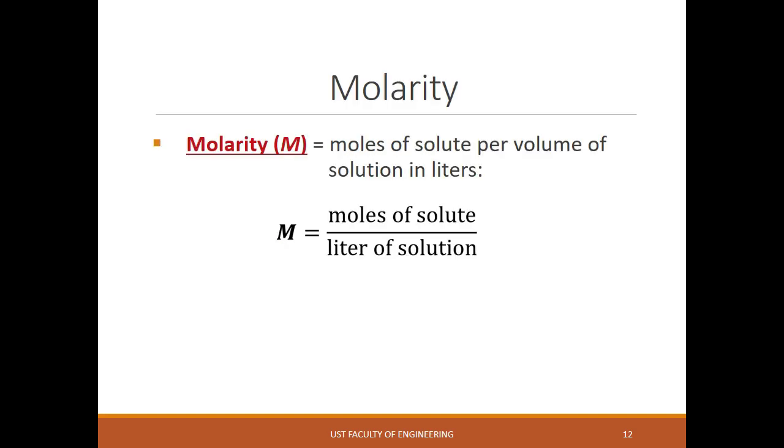Another way of expressing concentrations of solution is through molarity. Molarity is defined as the number of moles of solute per volume of solution in liters. In a mathematical equation, molarity, given by the symbol capital M, is equal to the moles of solute divided by liters of solution. Now take note that the divisor here is the volume in liters of the entire solution, meaning it is the sum of the volumes of the solute and solvent. So when we say that we have a 1 molar solution, it means that there is 1 mole of solute in every liter of the solution.